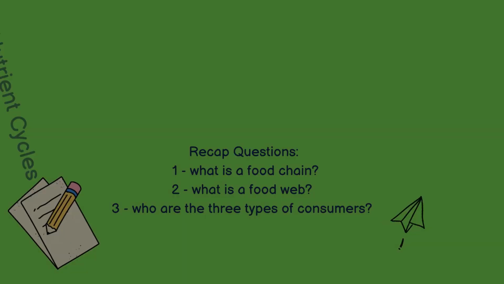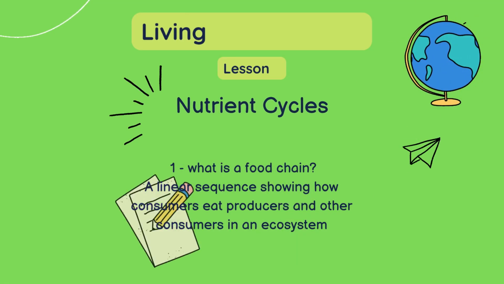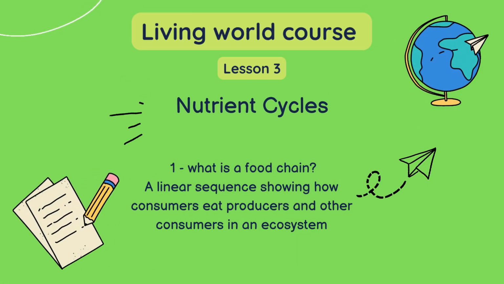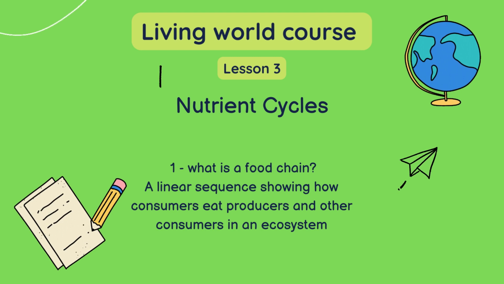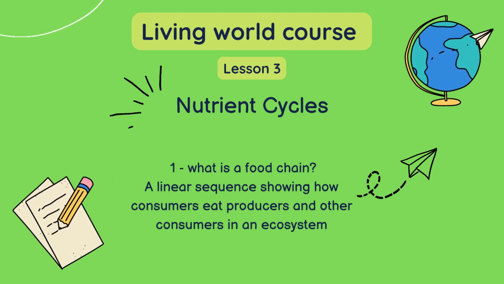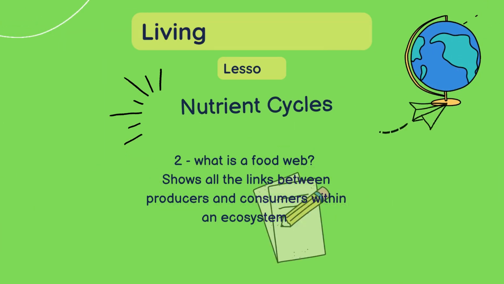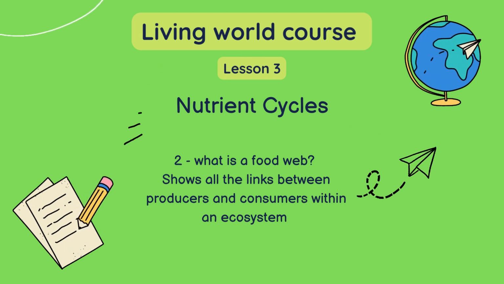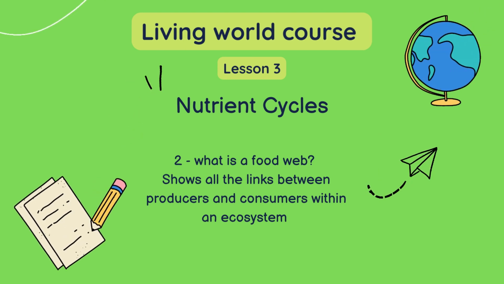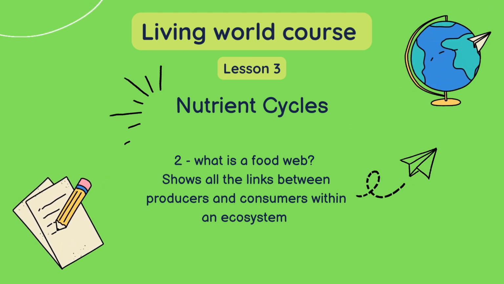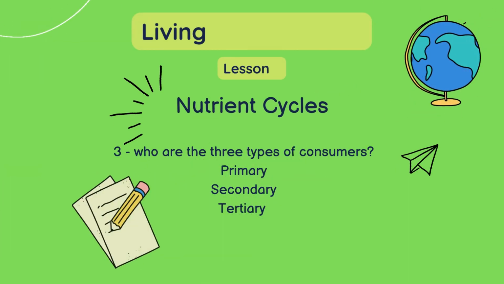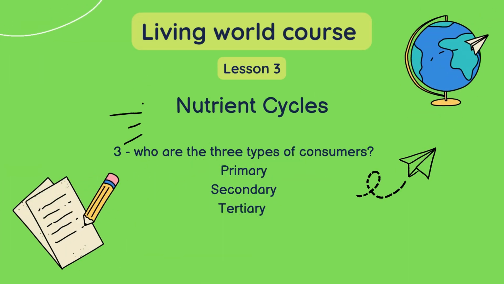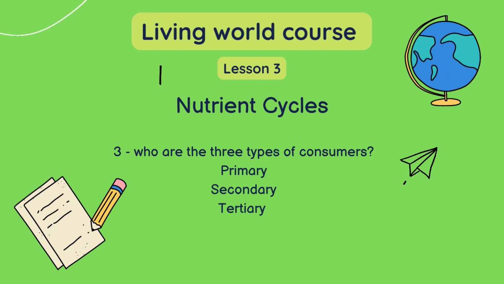So let's go through some of the answers. A food chain is a linear sequence showing how consumers eat producers and other consumers within an ecosystem. A food web is a number of food chains that show all the links between producers and consumers within an ecosystem. There are 3 types of consumers: primary, secondary, and tertiary.